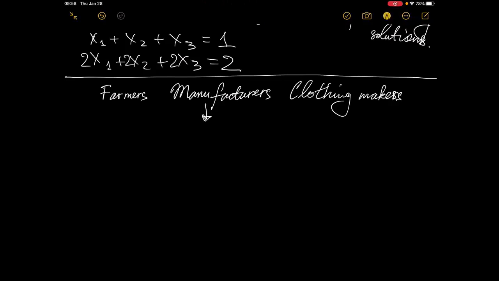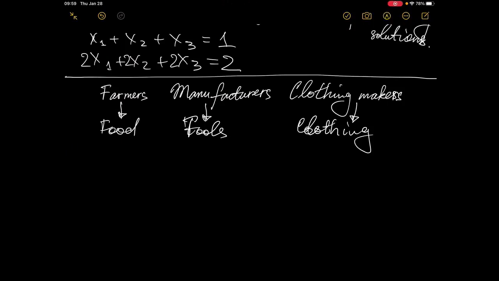So these produce tools. These farmers produce food. Clothing makers obviously produce clothing. So now let us suppose that, and this is usually the case, right, that we have farmers, manufacturers, clothing makers.